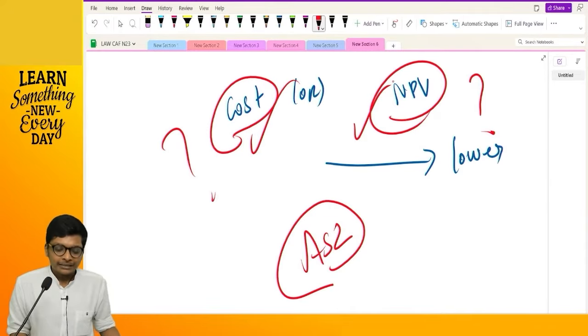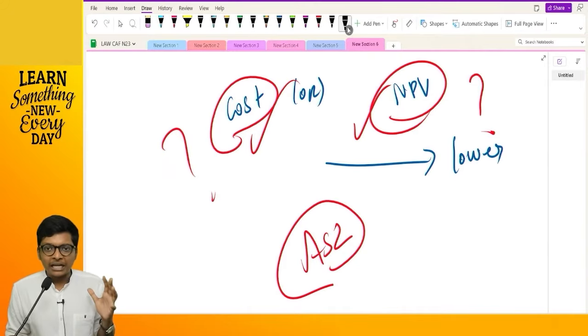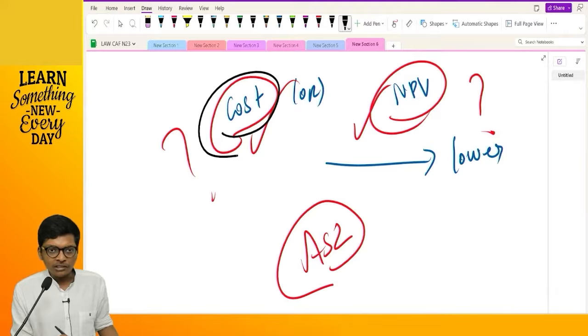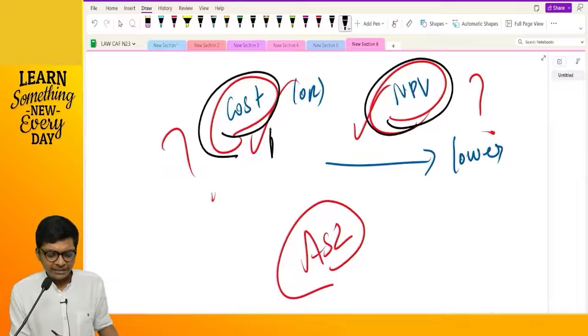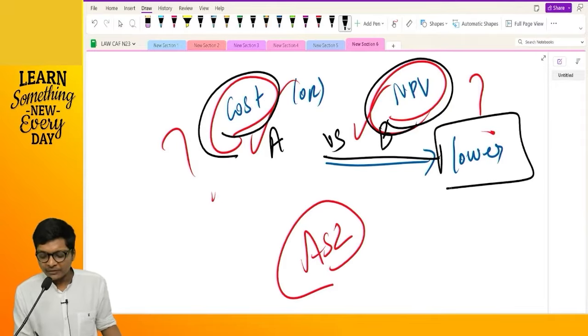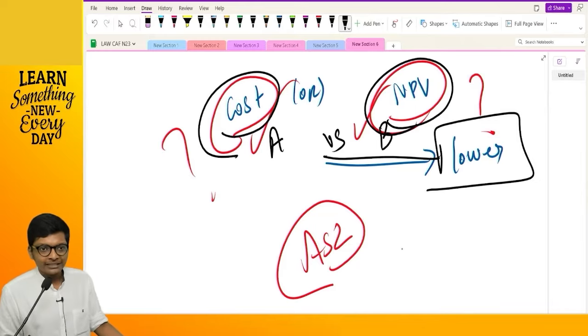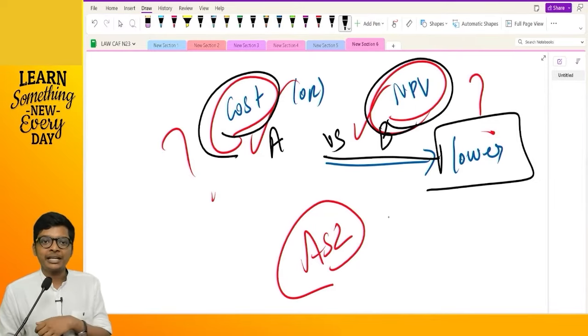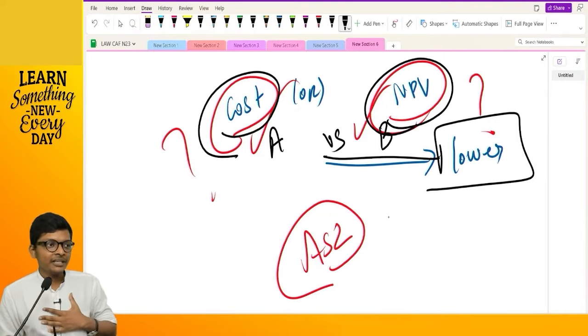This inventories chapter revolves around how to find cost and how to find NRV. Once I find A and once I find B, compare both, whichever is lower will be the value in the balance sheet. Correct? For that, we have the inventories chapter, guys.